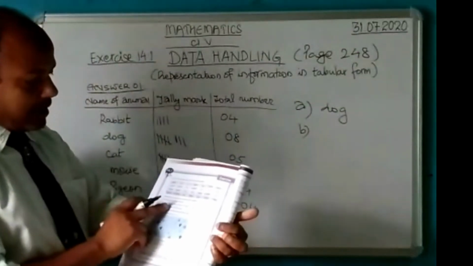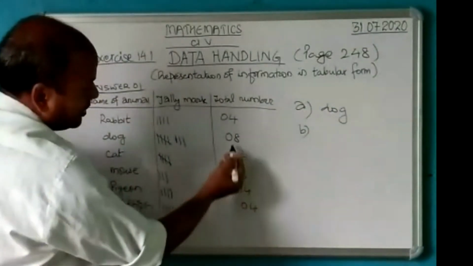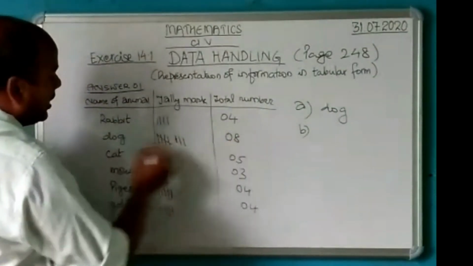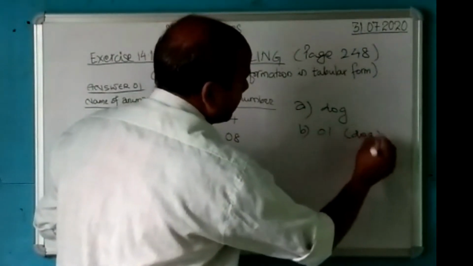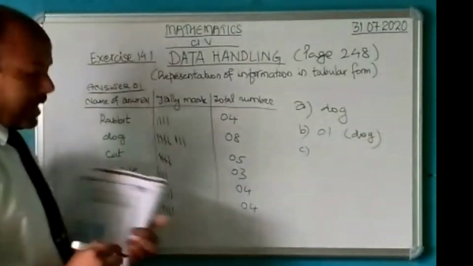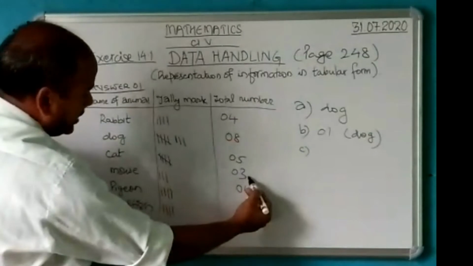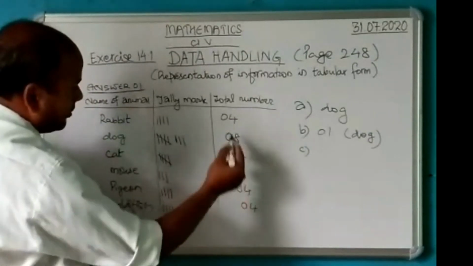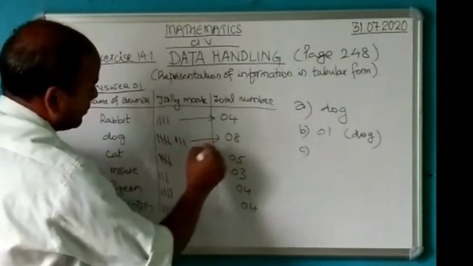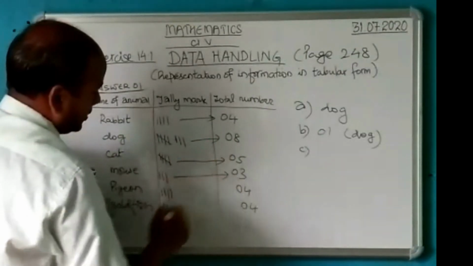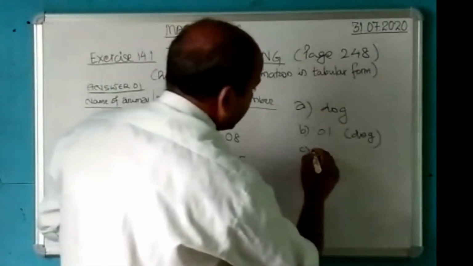Second is, how many pets sold were more than 5 in number? More than 5 is only this animal sold. So how many animals? Only one animal, and that is dog. And number 3, which is the least bought pet? The least is this, and this stands for mouse. So the least sold pet is mouse.